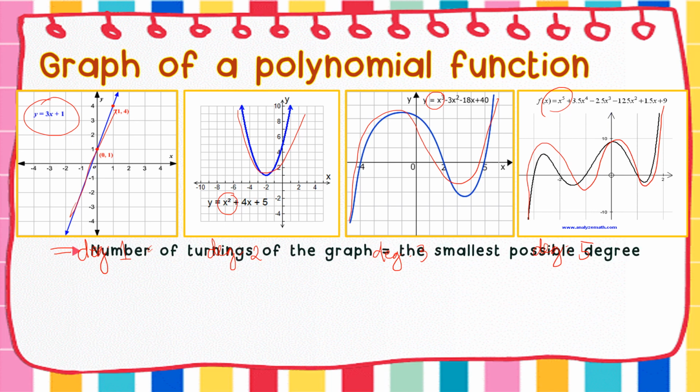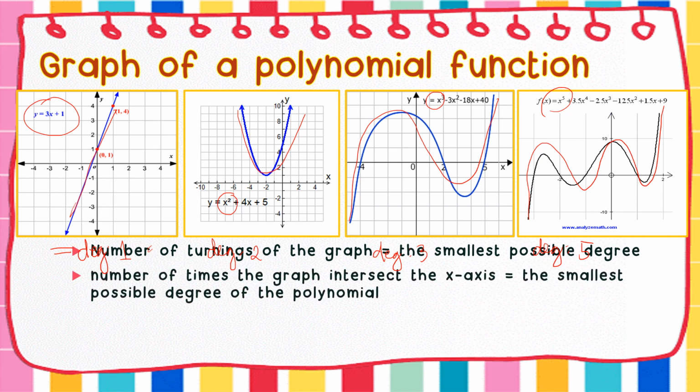Okay. The number of turnings of the graph is equal to the smallest possible degree. Not necessarily pareha sila, no? But the smallest possible degree. Kung merong dalawang turning points, ibig sabihin, pwede siyang degree 2 or pataas. Kung merong tatlong turning points, pwede siyang degree 3 or pataas.